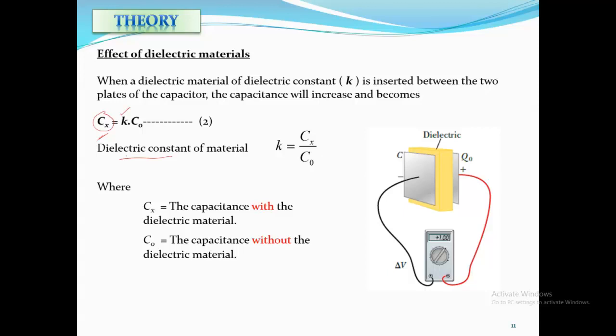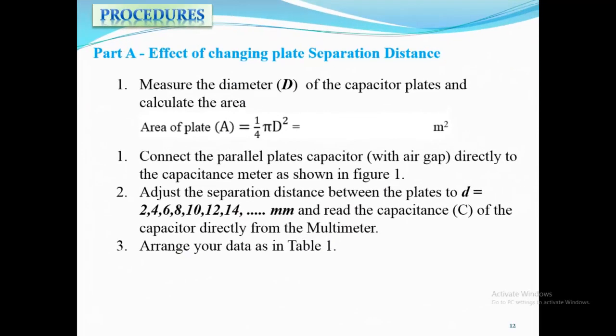This is the second part of the experiment you will be doing. As I told you, you can measure the area if you measure the diameter. For example, you have a circular plate. You measure the diameter; I mean the line should pass through the center. So this will be your diameter, and the area is pi d squared by 4. If you measure in centimeters, you will convert it into meters later on. And connect the parallel plate capacitor.